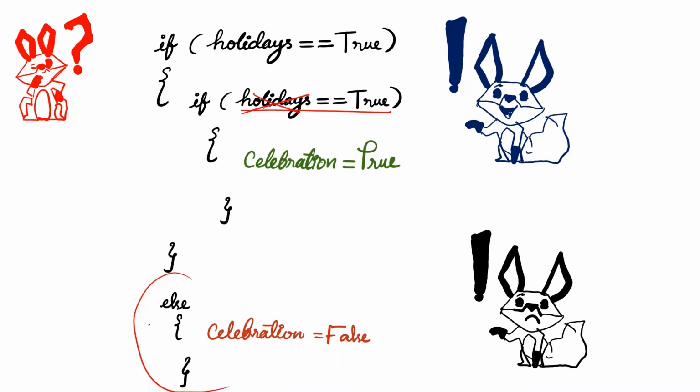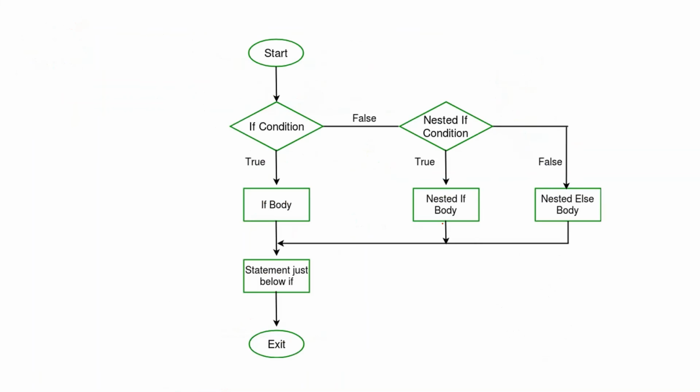Even instead of this, when it is holidays, we can say, okay, fine, there are holidays, and we check whether the number of holidays is greater than 7. If it is, we can celebrate, or else we can't celebrate. So here we can even add the else part, where we put celebration is false. It depends on the condition we have.